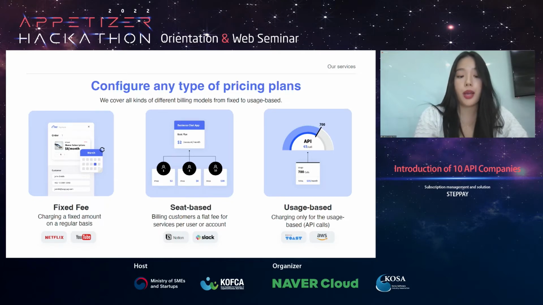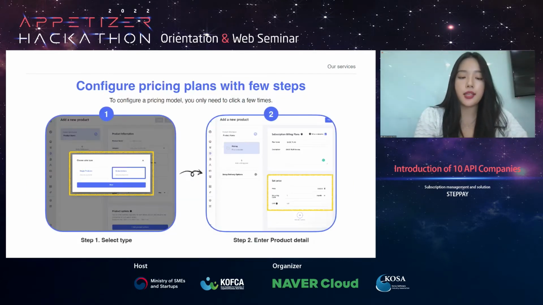Now you might wonder how you configure those various pricing models. With StepPay, it only takes a few clicks to configure your subscription pricing plans or billing models. First, select the product type you want to sell. We cover most of the product types from physical product to software. Then simply set the price and cycle of your plan. Then you can integrate it with APIs or just sell it via link. And of course, there are a lot of customization options you can add.